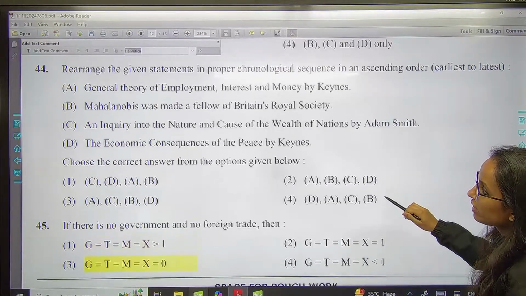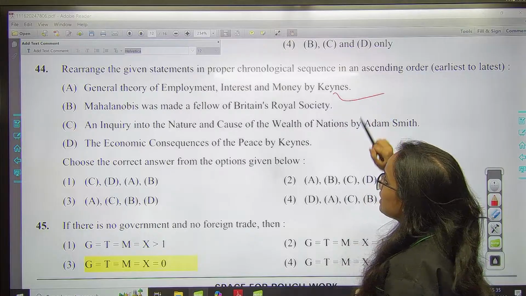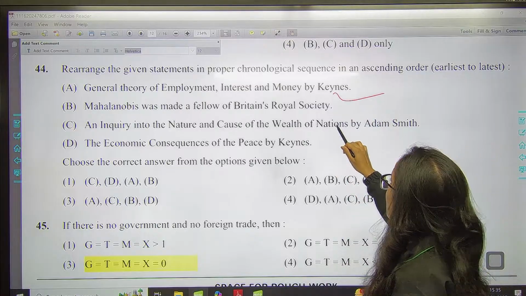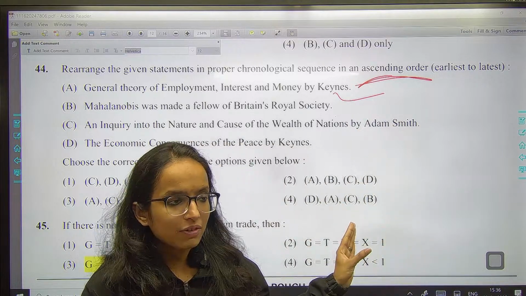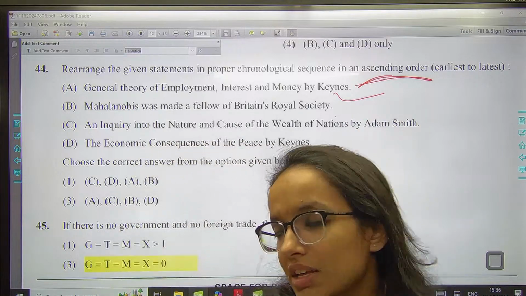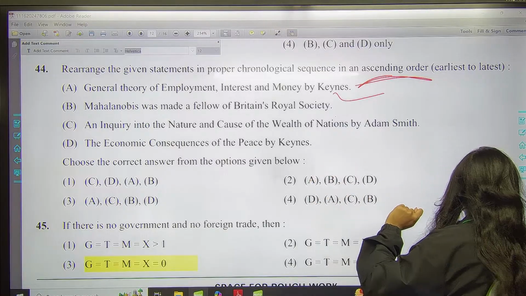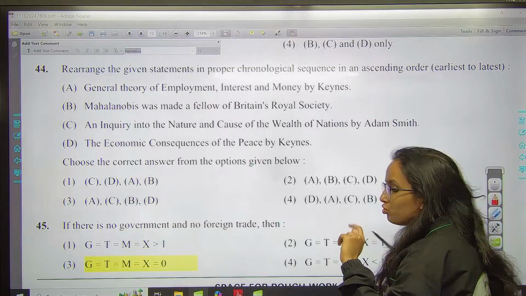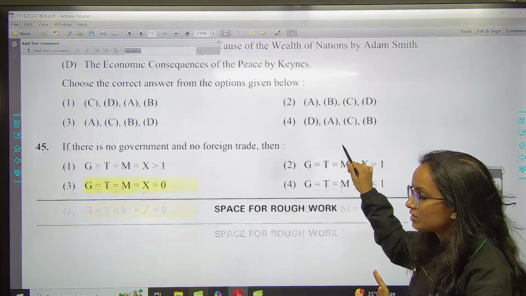Then next question they have asked you, General Theory of Employment and Money by Keynes is there, Mahalanobis again. So this is ascending and descending order कि पहले कौन सा इवेंट हुआ था, arrange it either in ascending या descending order. 4-5 questions आपको ऐसे ही मिल गए हैं. That shows कि जब भी आप content पढ़ेंगे तो you need to remember the chronology of major events, right. 3 to 4 questions you have.